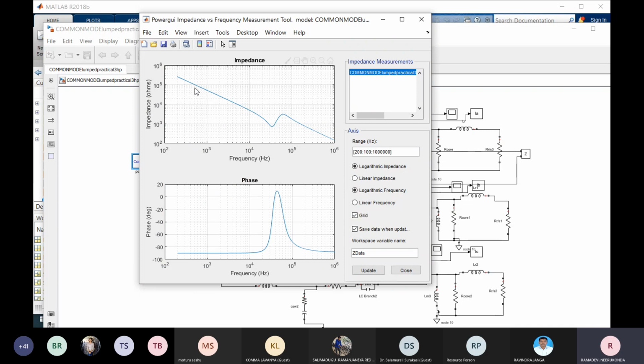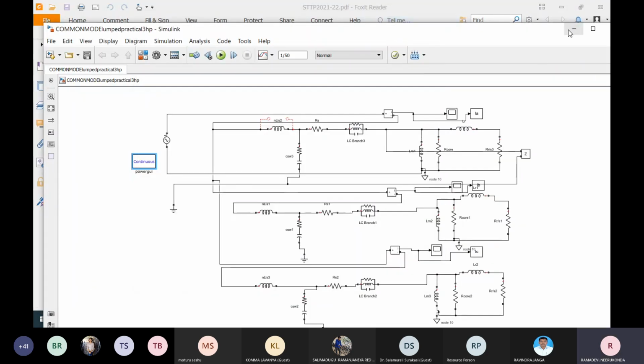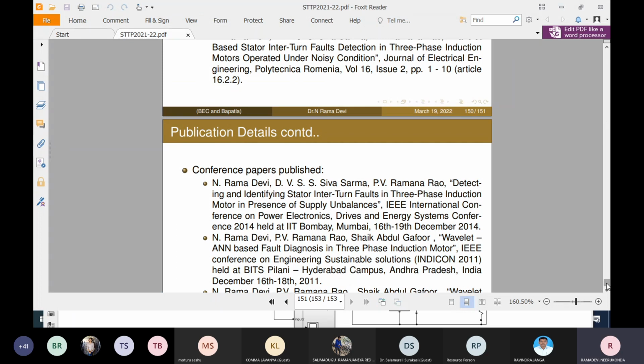So we can see the impedance measurement for the frequency range from 100 hertz in steps of 10 up to 1 megahertz. This is the scale we consider for the frequency on the x-axis, and the y-axis is the magnitude of the impedance value. The lower plot indicates phase versus frequency. The upper one indicates the magnitude of impedance versus frequency variation. Even in our presentation we discussed the similar thing.